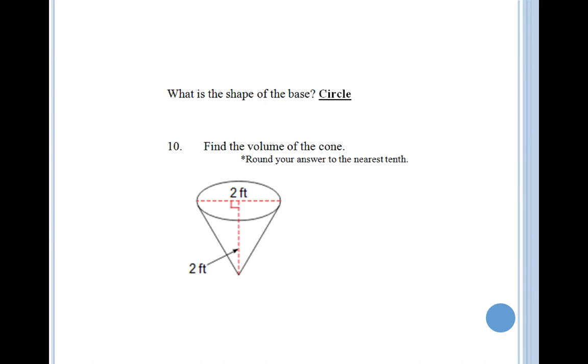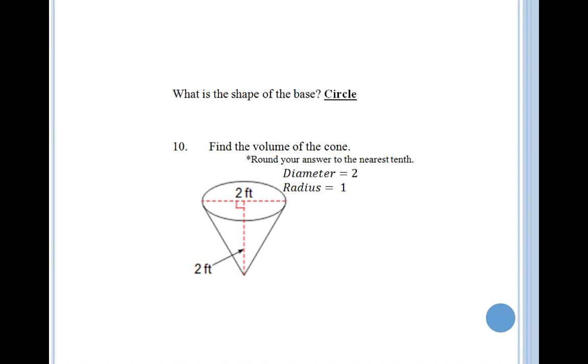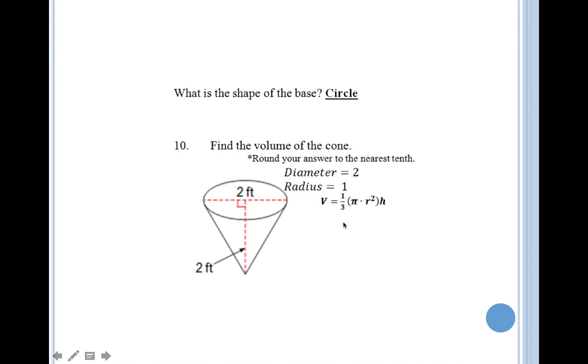Shape of this base, guess what? It's still a circle. What I want you to do now is find the volume of this cone. Let's get you set up first. So this is my diameter here. I know it's a diameter because it goes through the entire thing. So if I divide my diameter in half, 2 divided by 2 is 1. So I know my radius is 1. So your general formula, again, is 1/3 pi r squared h. Pause this video, finish the rest of it, and come back when you have an answer, and I'll be going through it.